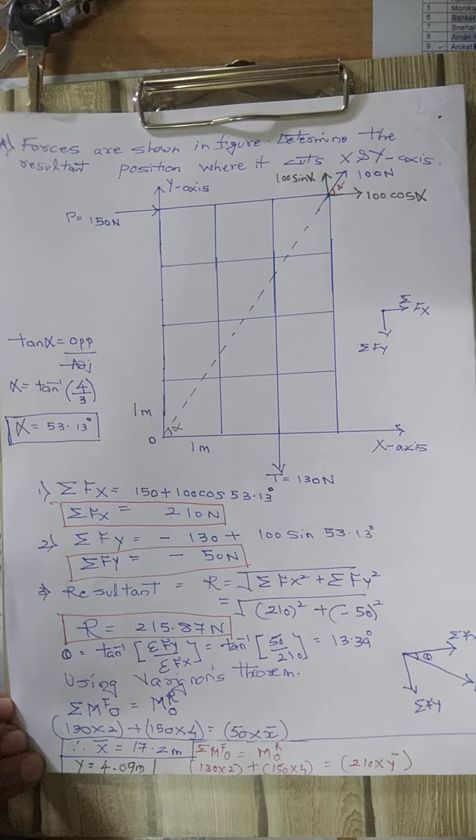So in today's lecture we have covered the problem related to the grid, in which three forces were acting in different directions. We have calculated the resultant of all three forces, and we have calculated the x and y intercept of this resultant along the x and y axes, the distance of this resultant along the x and y directions. So here we will end today's lecture. Thank you.